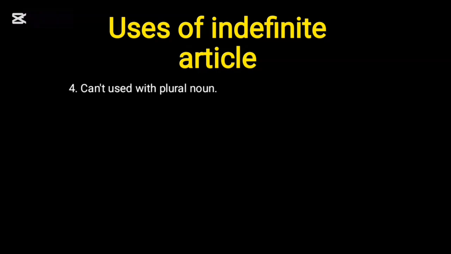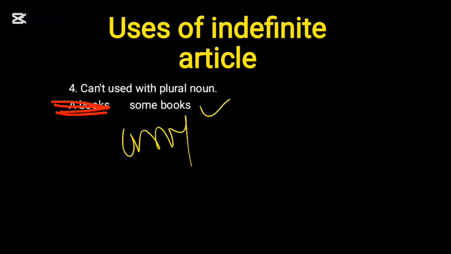Number 4, we can't use it with a plural noun. At first I mentioned that it is not used with plural nouns. It is used with a singular countable noun. To say something like "a books" is incorrect. But instead, we can say "some books", which is correct. Or "any books", which is also correct. It depends on the situation. If you don't know about "some" and "any", comment it. I will make another video on it.